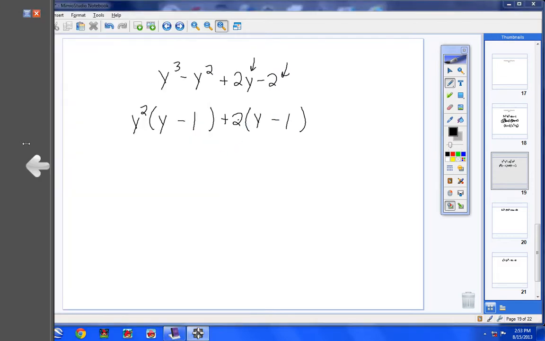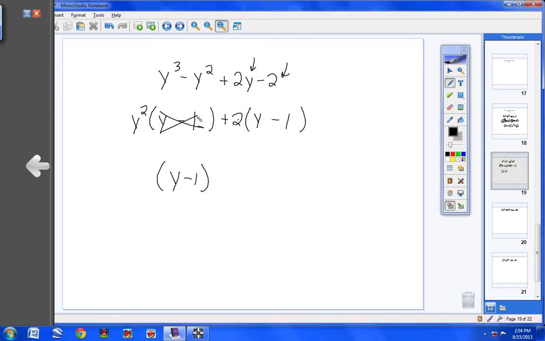And now look, your parentheses match. So if your parentheses match, y minus 1, you write it one time, cross it off, and then you're left over with y squared plus 2. So put a parentheses, y squared plus 2.